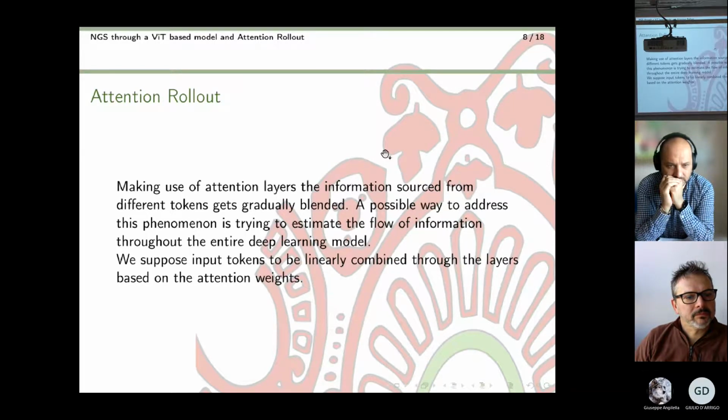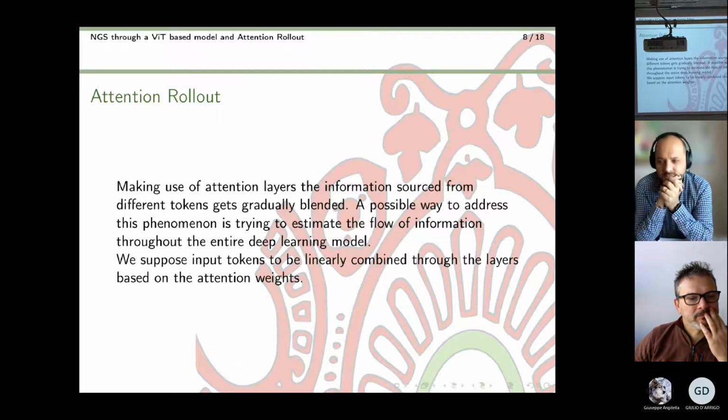Okay, here comes the point where we talk about the reason why we implemented the attention rollout mechanism. So when we use a lot of attention maps, what happens is that information flow gets gradually blended through the analysis inside our deep model.